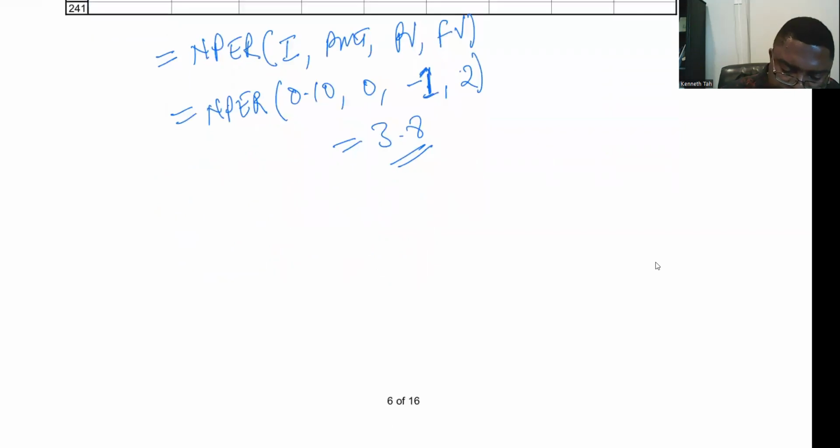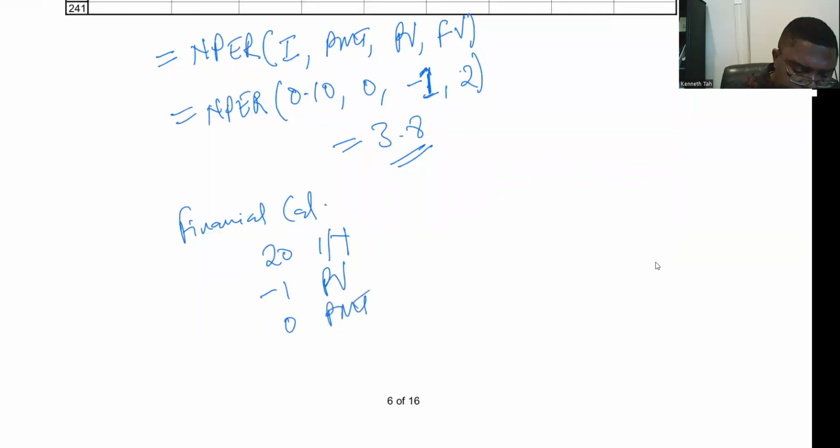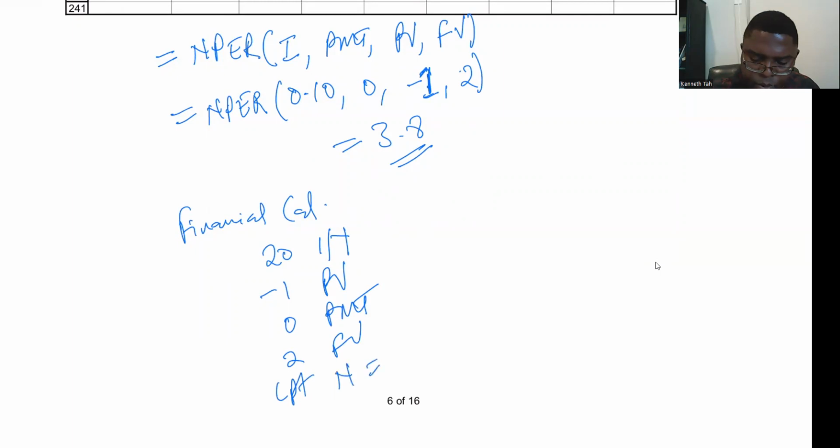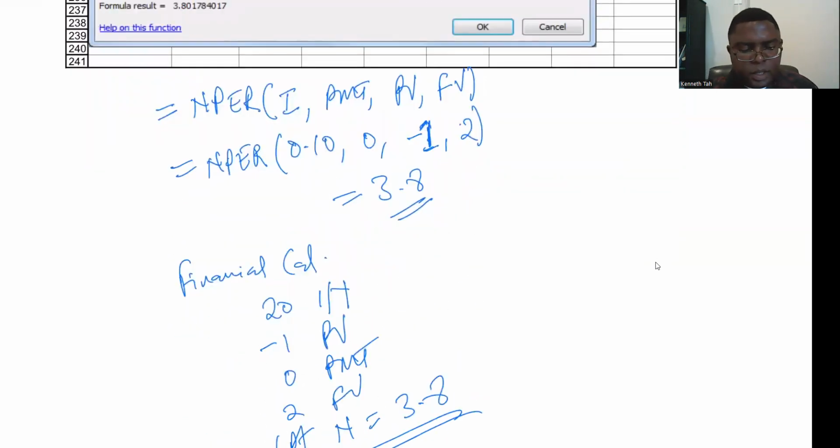If we are using the financial calculator, then we are going to take 10 I/Y for interest rate, -1 for present value. We can take 0 for payment, 2 for future value. We ask the calculator to compute for us n, which is going to give us 3.8. So that's how we'll do this problem using our financial calculator. So that is working with n, which is the number of period.